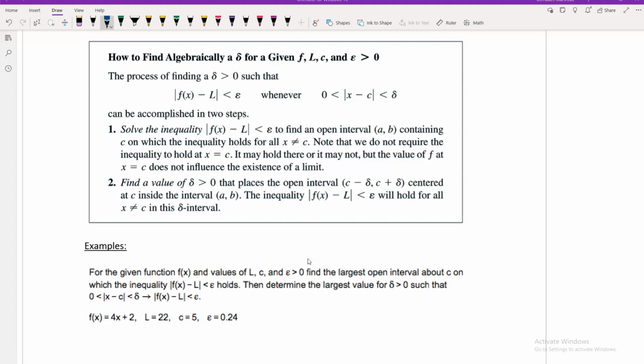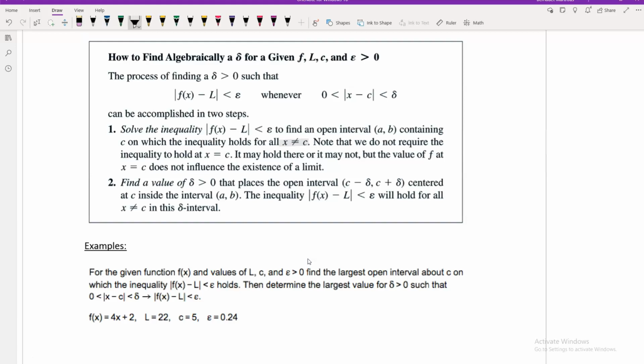So this way we are able to find an open interval (a, b) containing C on which the inequality holds for all x not equal to C. Note that we do not require the inequality to hold at x equal to C. It may hold there or it may not, but the value of f at x equal to C does not influence the existence of a limit. So what we have is for all x not equal to C.